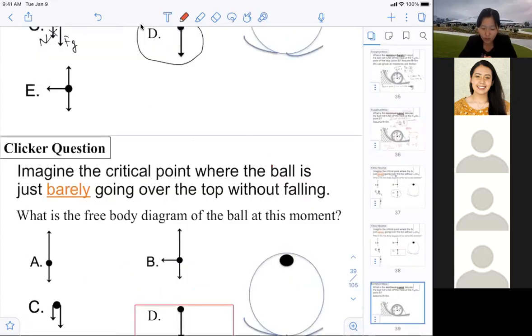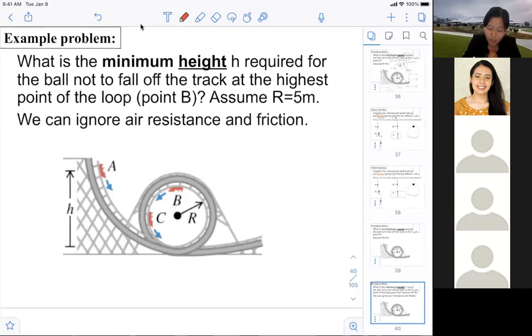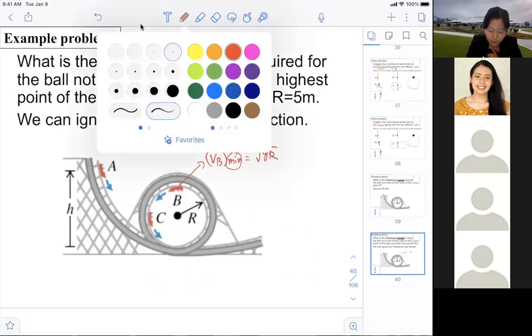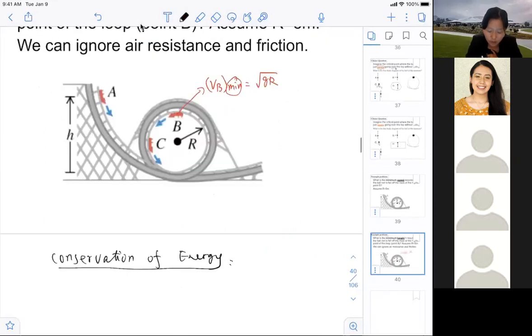Okay, so now let's try to solve for the original question, which is the minimum height. Now we know VB is the square root of GR. So to find the minimum height, we found the minimum speed required at this point is the square root of GR. We need to set up conservation of energy. We have used Newton's laws already. Now, another physics we're going to use is the conservation of energy principle. Conservation of energy says E final minus E initial is equal to E input minus E output.